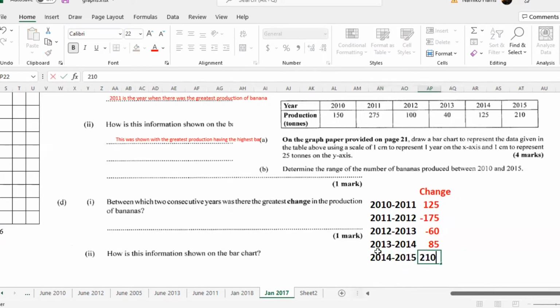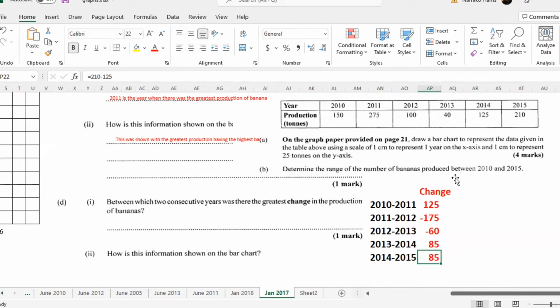And we went to 210 tons. This is 210 minus 125, and there was an increase of 85 tons again. So now remember, what we're looking for is the greatest change in production. It didn't say the greatest increase or the greatest decrease. And that is the mistake that students usually make.